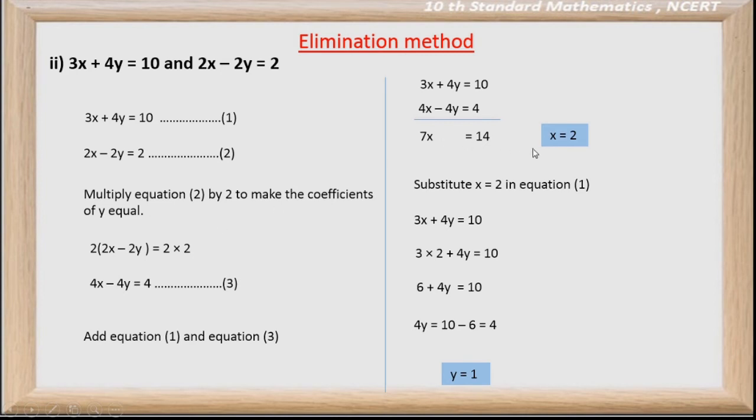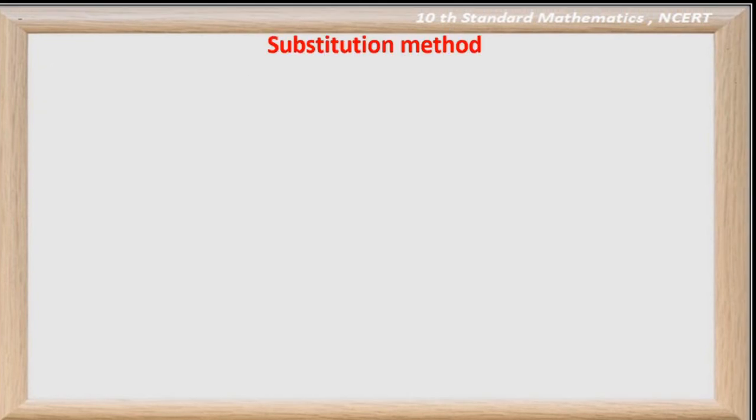Hence the value of x and y is x equal to 2 and y equal to 1. Next, the substitution method for the same equations. The equations are 3x plus 4y equal to 10 and 2x minus 2y equal to 2.